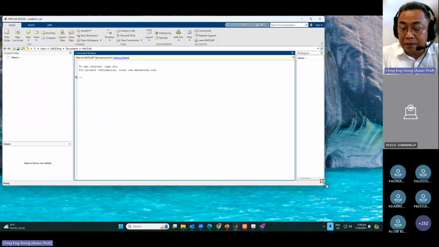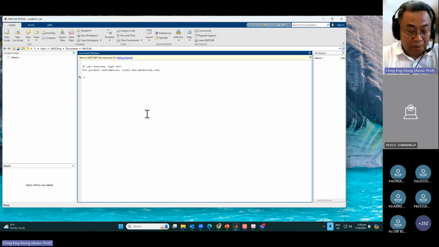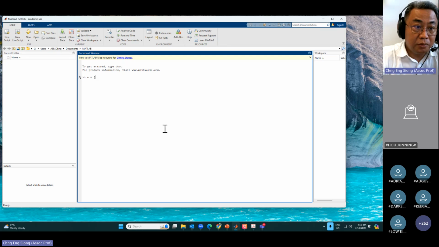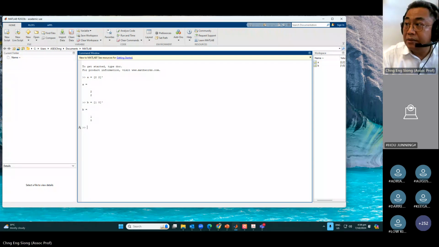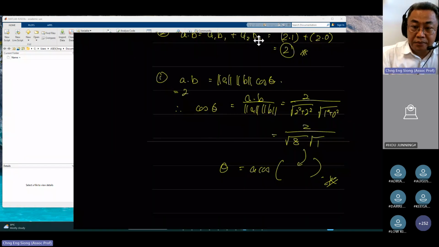So MATLAB to me is a calculator that does very fancy things, and I'll show you how I'll do it. A equals, so what is A? 2, 2. And I put the dash there to make it a column vector, and B equals 1, 0. So, what I'm going to do is plug in this equation, arccosine of something. Okay, let's try.